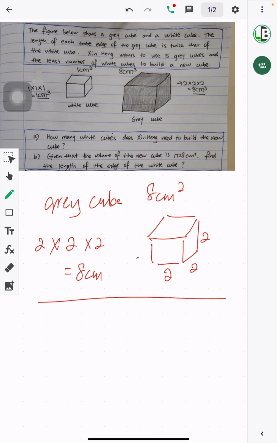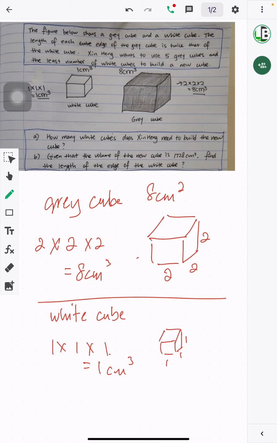Then they also tell you that you need to fill up with all the white cubes, and the white cube is made of little cubes like this. They're just like your ice cube. So same thing, you count the side, it is actually 1 cm times 1 cm times 1 cm. So that's why it's called a cube.